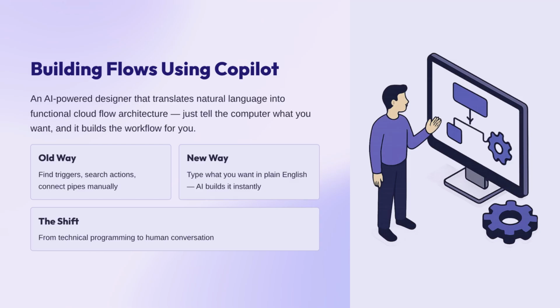Imagine you are a teacher at a local school. Every time a parent sends you an email with the word permission slip, you want to save the attachment to a specific folder and send a received reply. In the old days, you had to find the right trigger, search for the save action, and connect all the pipes yourself. Now, you just type. Every time I get an email about permission slips, save the file to OneDrive and reply to the sender. The AI understands your intent and lays out the steps instantly.